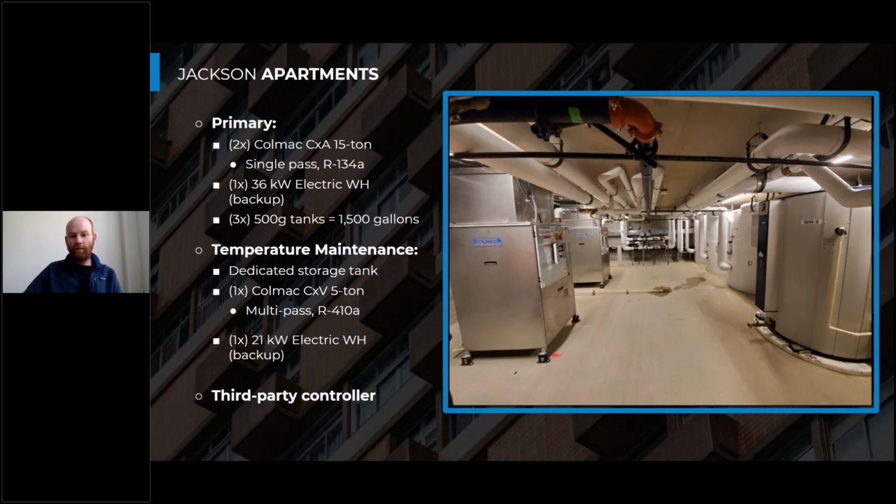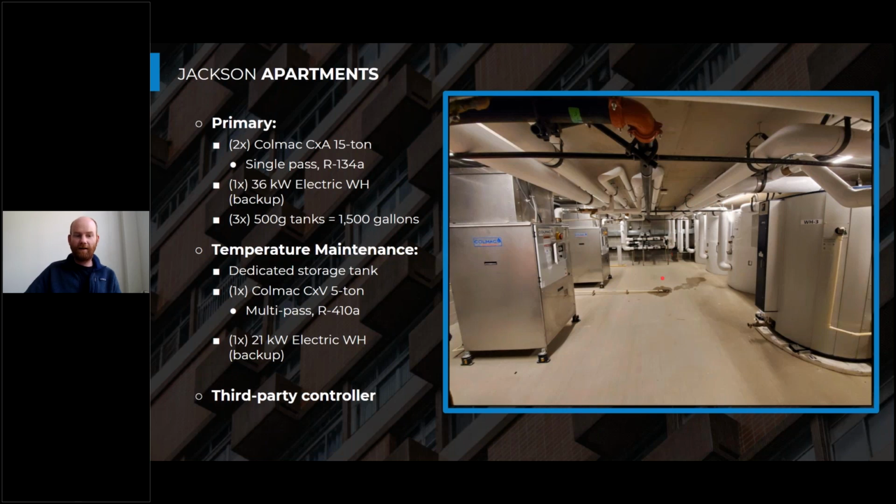We provided 2 Colmac CXA 15, so 15-ton Colmac heat pump water heaters. Those are the primary heat pump water heaters that use R134A, and that's why we put them in this underground parking garage area. We also have a backup 36 kW electric water heater that's behind this heat pump, tucked into that back corner. And 3 500-gallon storage tanks for a total of 1,500 gallons of primary storage. Those are those 3 tanks right there.